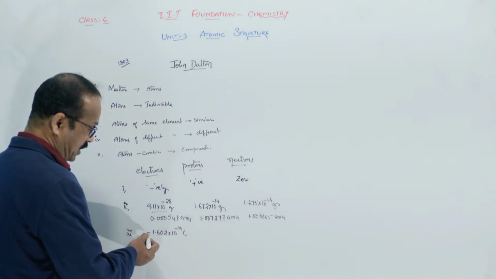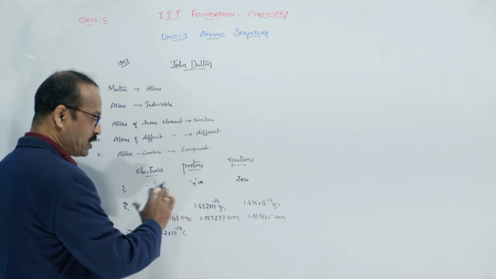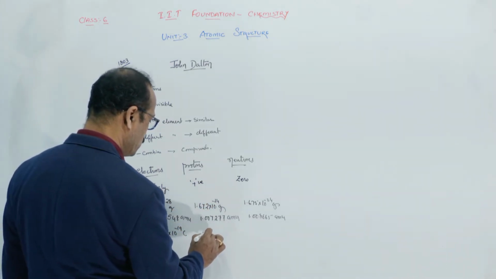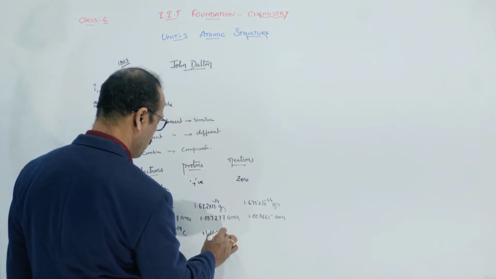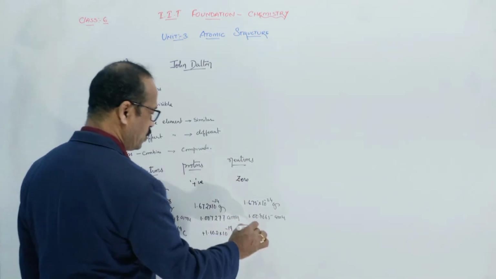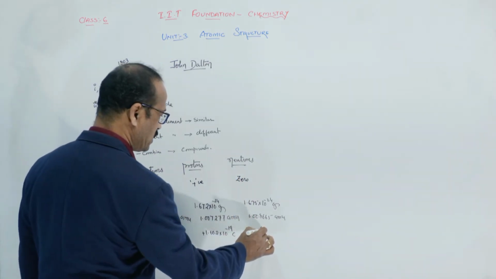So here it is a negative charge. Protons also have equal charge, but they are positive. So what can you write here? Plus 1.602 into 10 to the power of minus 19 coulombs. This also. And this is 0, so we need not write the charge. I am writing 0.